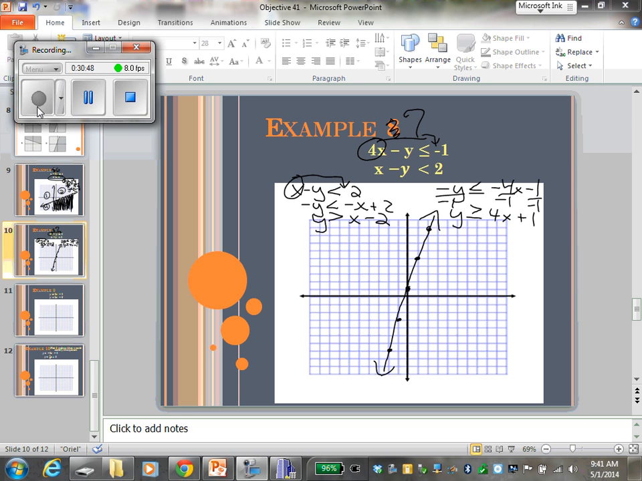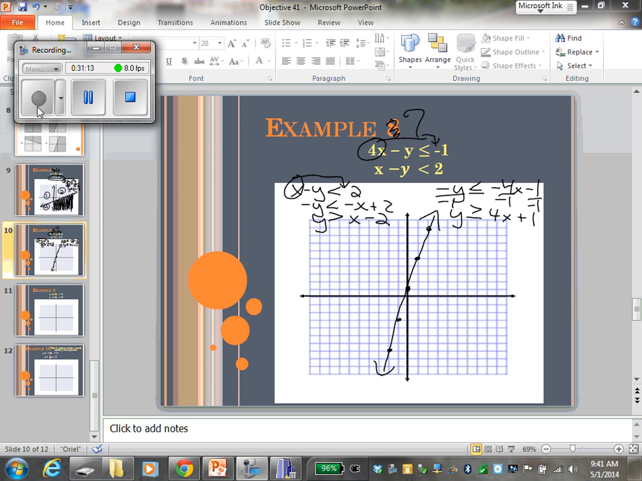Go ahead and take a look up here. I have graphed. Everybody agree? I arranged the first one. You should have y is greater than or equal to 4x plus 1. Everybody okay with that? Did everybody get that? Yes. I rearranged the second one, and I ended up with y is greater than x minus 2. Everybody okay with that?